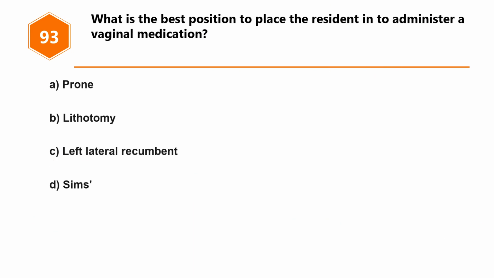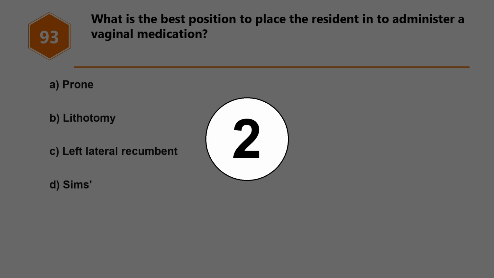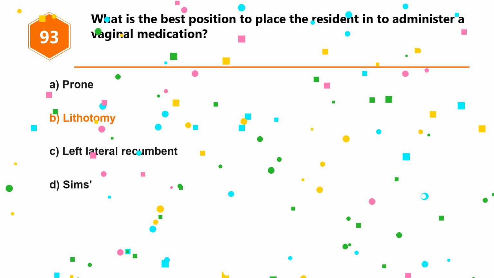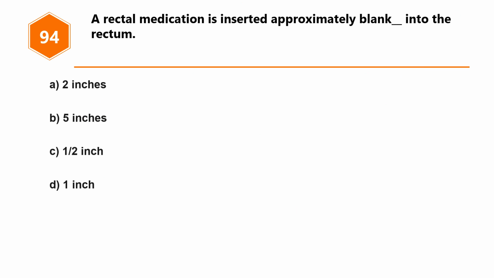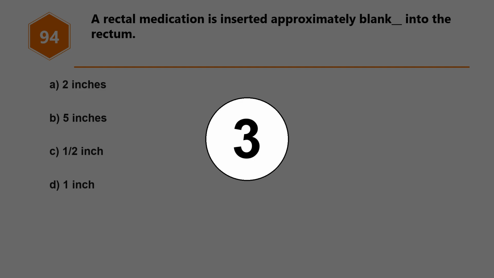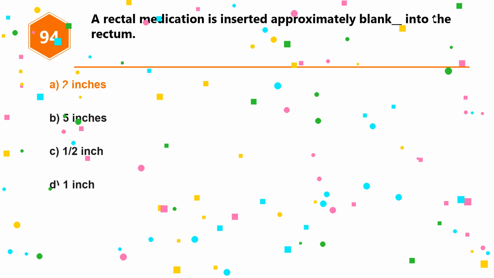Question 93. What is the best position to place the resident in to administer a vaginal medication? Option A, prone. Option B, lithotomy. Option C, left lateral recumbent. Option D, SIMS. The correct answer is option B, lithotomy. Question 94. A rectal medication is inserted approximately blank blank into the rectum. Option A, 2 inches. Option B, 5 inches. Option C, 1/2 inch. Option D, 1 inch. The correct answer is option A, 2 inches.